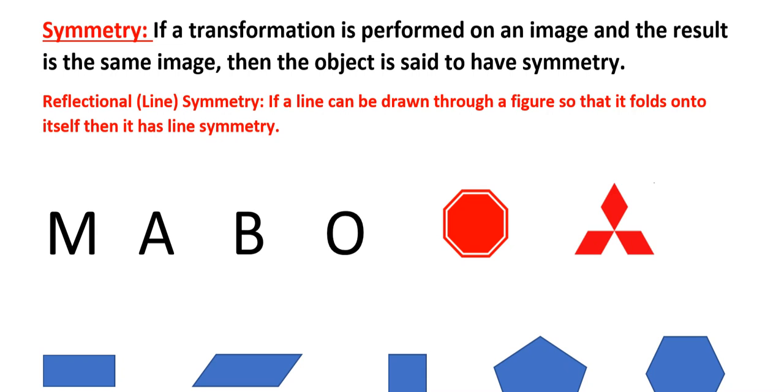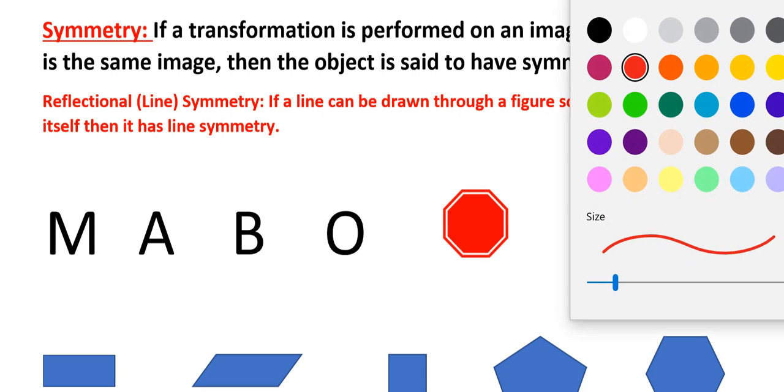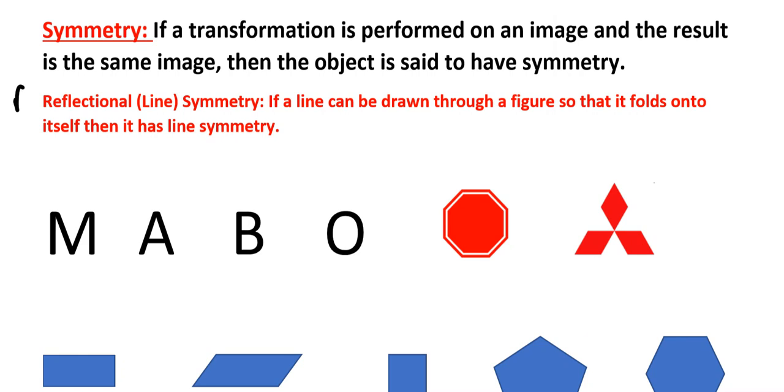We have the first type, which is reflectional symmetry. We'll say it's A here. And with reflectional symmetry, since we're talking about transformations, it's like when you reflect over a line. So essentially, this is what you've known in the past as being your line symmetry.